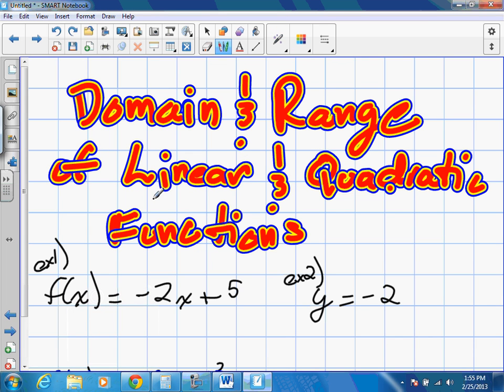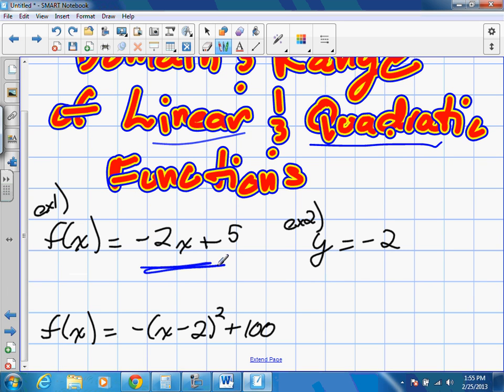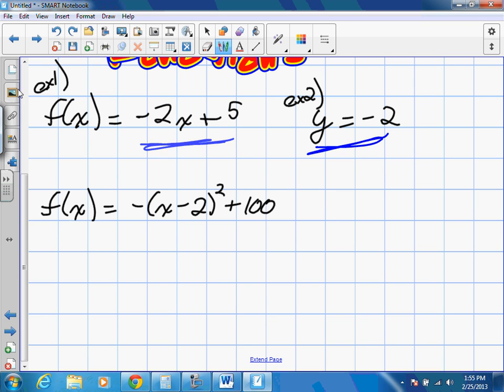Domain and range of linear and quadratic functions. So, the linear ones I want you guys to be aware of. You guys learn these technically in grade 9. I just want you to be aware of it for your homework that's going to come up. Okay? What I'm going to do is I'm going to quickly graph these two.